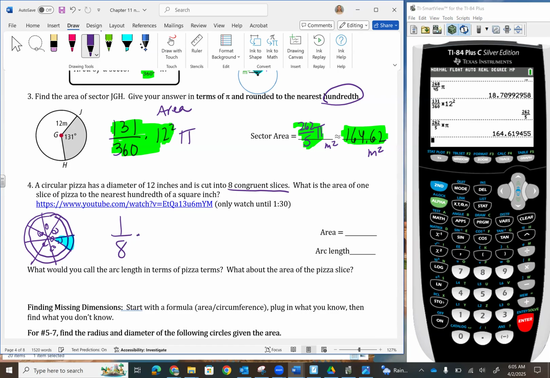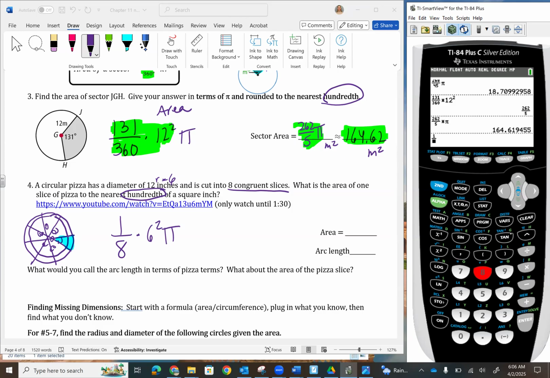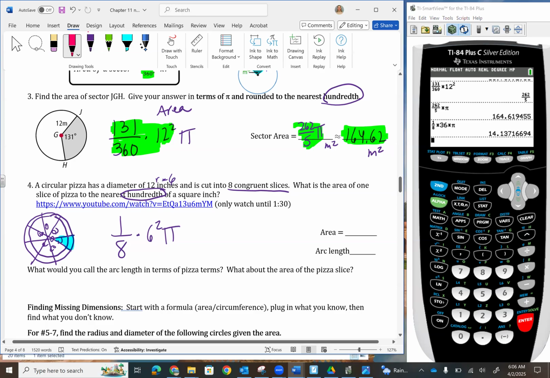Okay. And then the area is going to be, if the diameter is 12, then that means the radius equals 6. So it'd be 6 squared times pi. And so it says round to the nearest hundredth. Okay, they don't want the exact value. So we're going to just do alpha y equals enter. I'm going to do 1/8, times it by 36. That's 6 squared. You could type in 6 squared if you wanted to. And then times pi. And we're going to get an answer of 14.14, and that is going to be square inches.